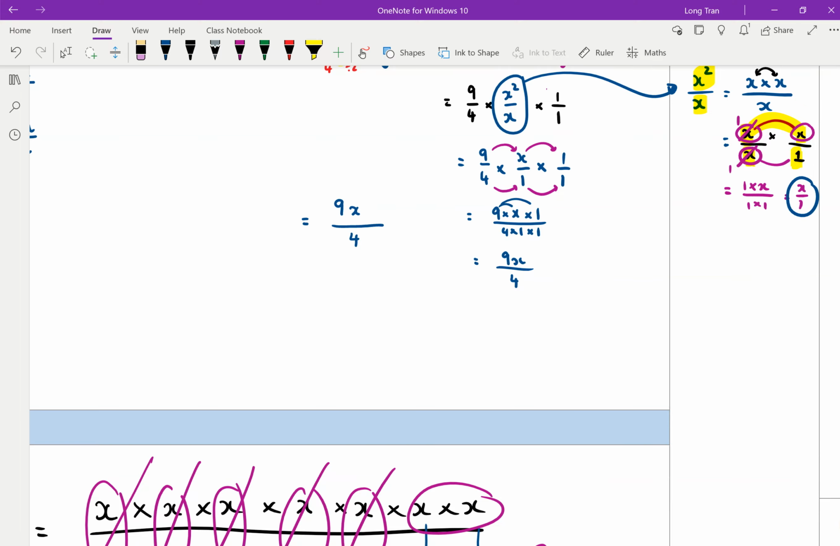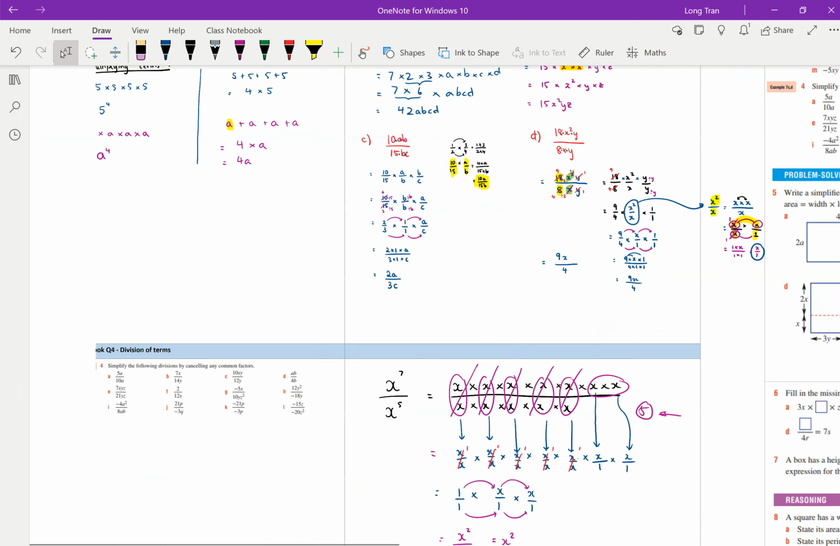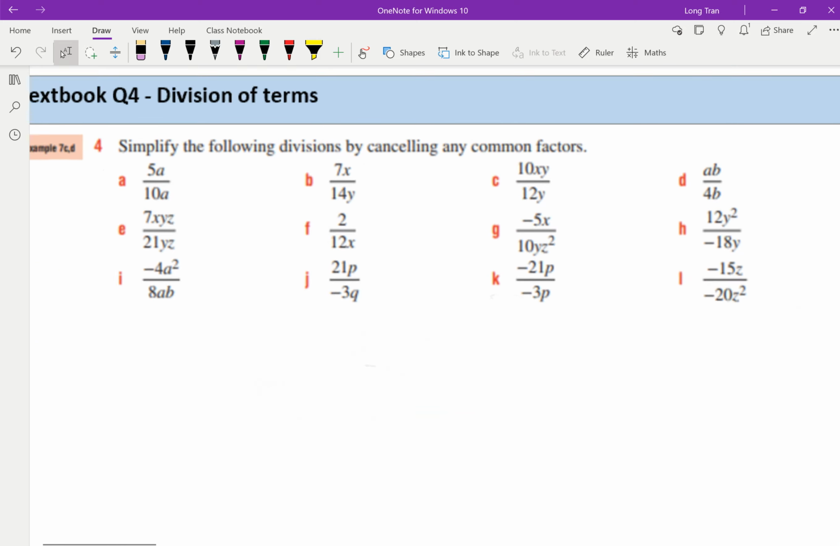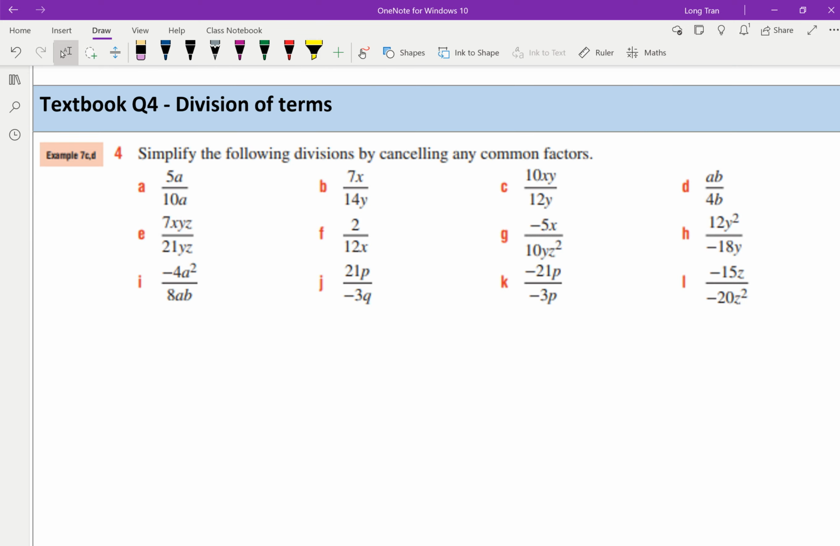Okay, so going back to some examples over here, you can pause the video to have a think for a bit, but I'm going to do textbook question 4 as an example to help you if you're watching this video here, just to guide you along. I'm going to show you the long method and the short method as well. Okay, so here we go.